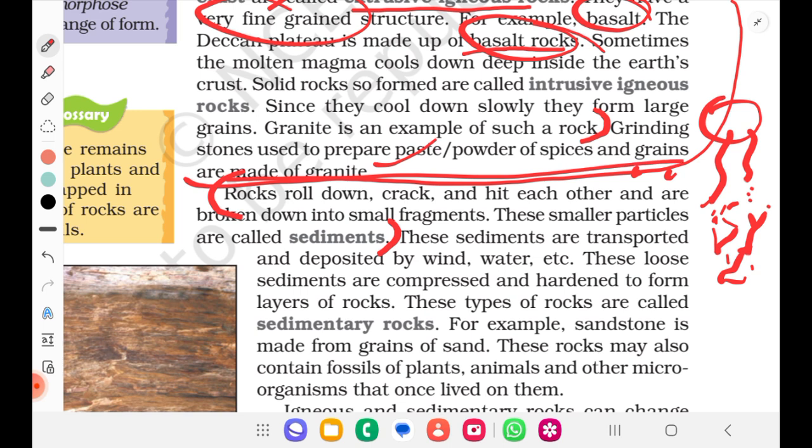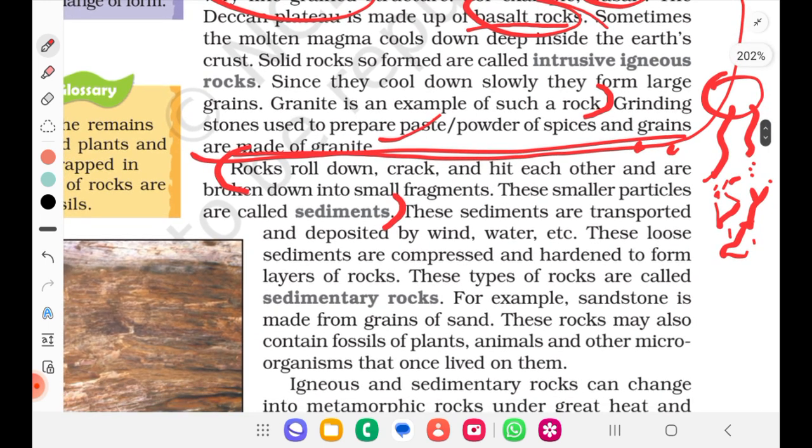Next we come to sedimentary rock. For that we should understand what sediments are. Sediments, as I already told, are eroded, roll down, crack, hit each other and form small fragments. These sediments are transported and deposited by wind, water, etc. These loose sediments are compressed and hardened to form layers of rocks. These types of rocks are called sedimentary rocks. See, if it is breaking down, these are sediments. They are broken down, hit each other, got cracks and all.